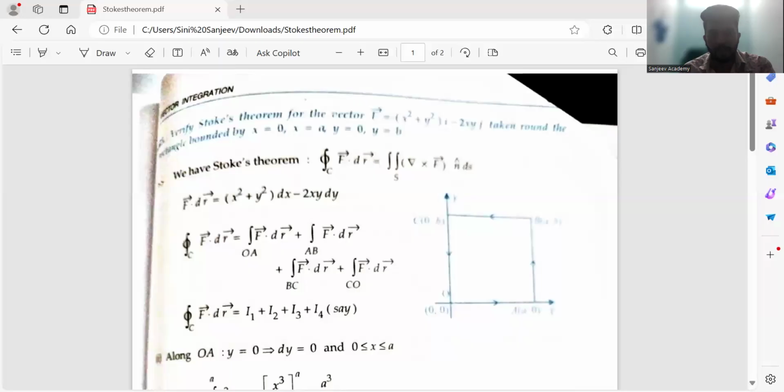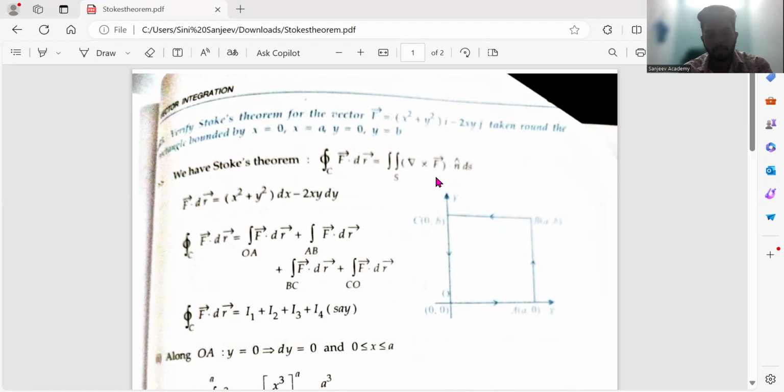Dear students, today we'll be discussing Stokes theorem, and it's very easy. As you can see in Stokes theorem, there is a simple formula which I pointed to with my mouse pointer: the line integral of F dot dr, and the surface integral of del cross F. Whenever we have the cross product, it is a determinant.